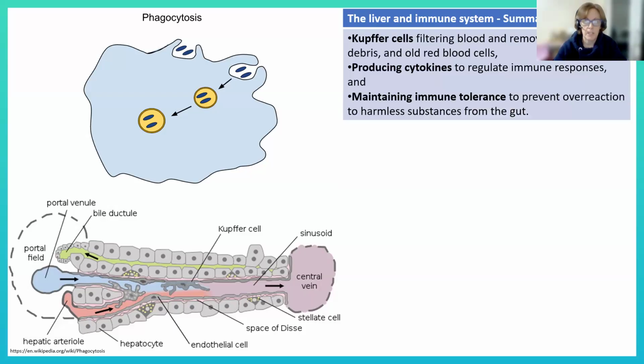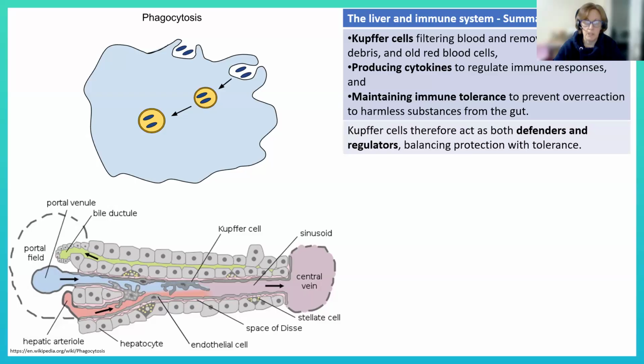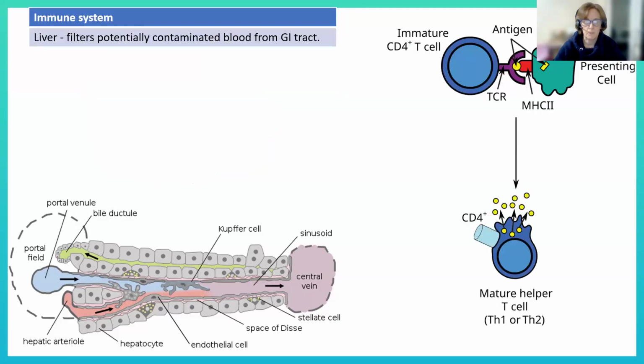So Kupffer cells are filtering the blood, removing pathogens by phagocytosis, producing cytokines to regulate the immune system, so to cause other things to happen, inflammation for example, and also maintaining immune tolerance to prevent overreacting. So they're defenders, the phagocytosis, and regulators, those cytokines being produced.